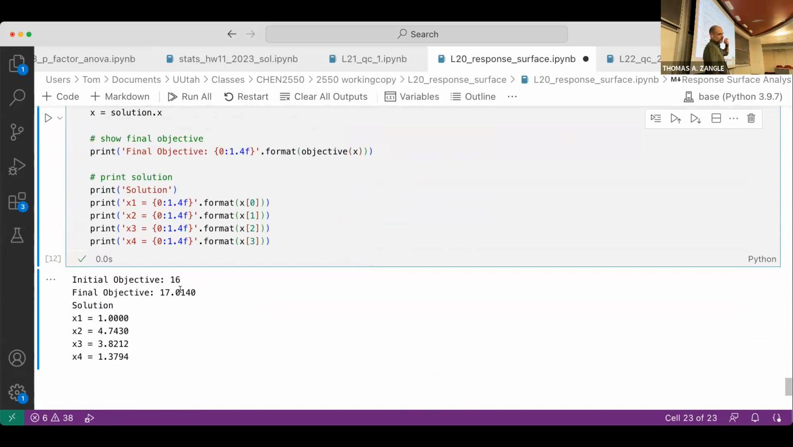But in any case, this is really just meant as an introduction to this concept of optimization, and we can optimize much more complex functions than we can analyze using calculus. Any questions on this before we end it here?